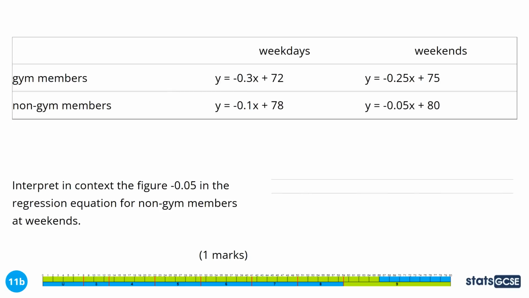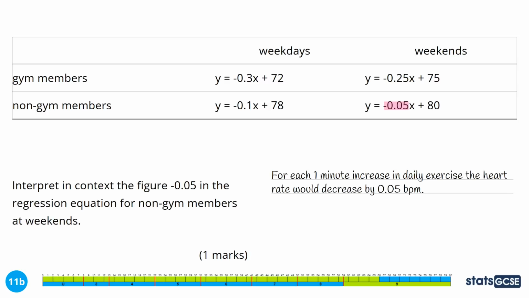Interpret in context the figure of minus 0.05 in the regression equation for non-gym members at weekends. We're looking at this minus 0.05 here, and you'll notice that it's the coefficient of the x. Now, x is the amount of minutes of daily exercise. So as the x increases, then the overall number will decrease because it's got a negative coefficient. So in the context of our question, for every 1 minute increase in daily exercise, and that is x, the heart rate, which is y, will decrease by 0.05 beats per minute.